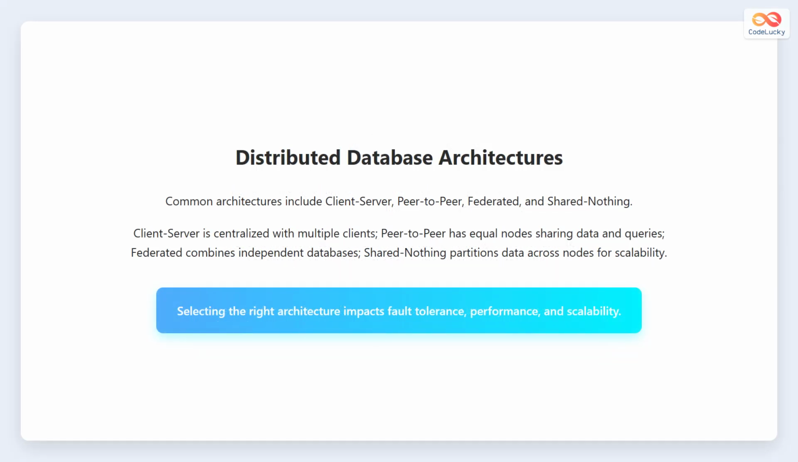Distributed database architectures define how data is stored and managed across multiple servers. Common types include client-server, where clients access a central server, peer-to-peer, where nodes share responsibilities equally, federated, integrating independent databases, and shared nothing, which partitions data for horizontal scaling. The choice affects performance, fault tolerance, and complexity.